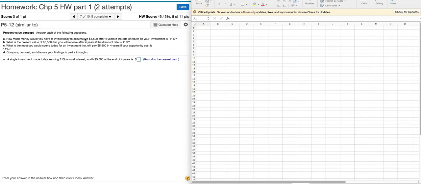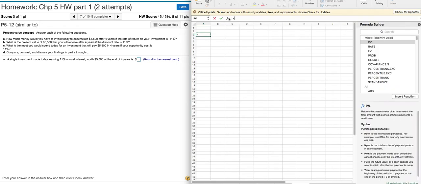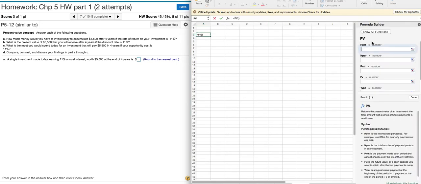We need to accumulate $5,500. So we're thinking of a goal amount, which is a future value. And of course, 4 years is our number of periods, and the rate of return is given as 11%. So we kind of deduce that we are determining what a present value would be. And just remember that not all questions are going to make it as obvious by putting it in the kind of subtitle.